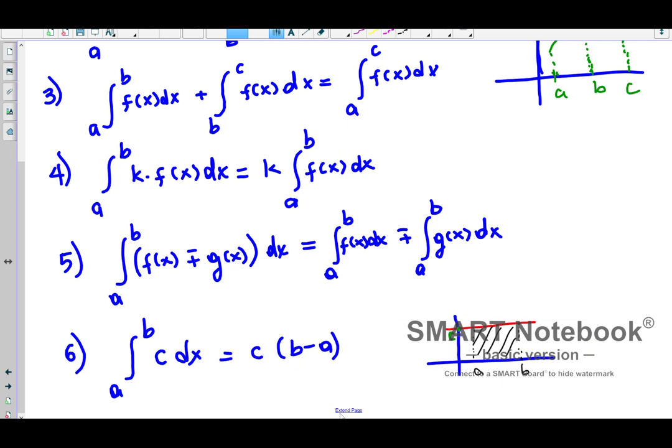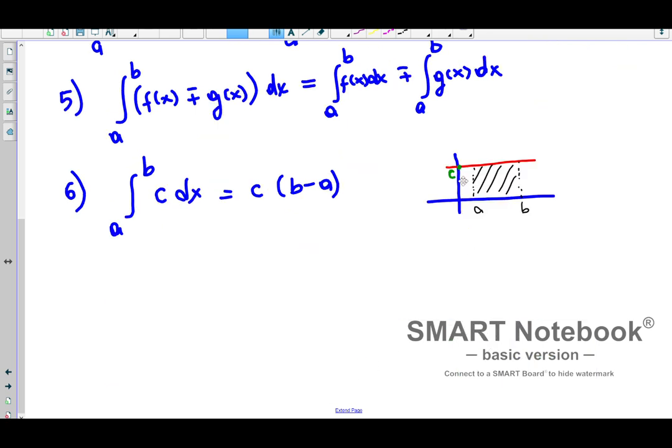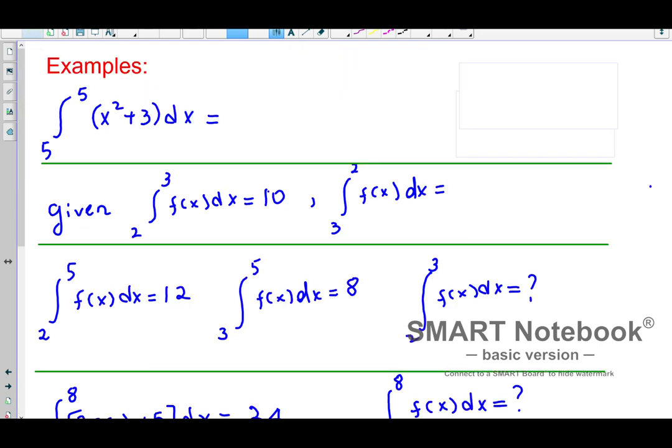And again, if you want to see a visualization of this, say your function c is a constant function and you're integrating it from a to b. So finding the integral from a to b of that constant is the same as finding the area of that rectangle bounded by the line y equals c from the point a to the point b. So it's basically going to be the length times the width, which is b minus a, times the height, which is c. Okay, with these properties, we can do all sorts of examples.